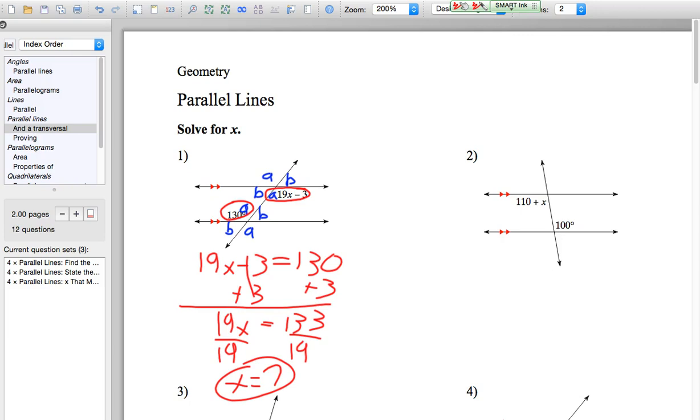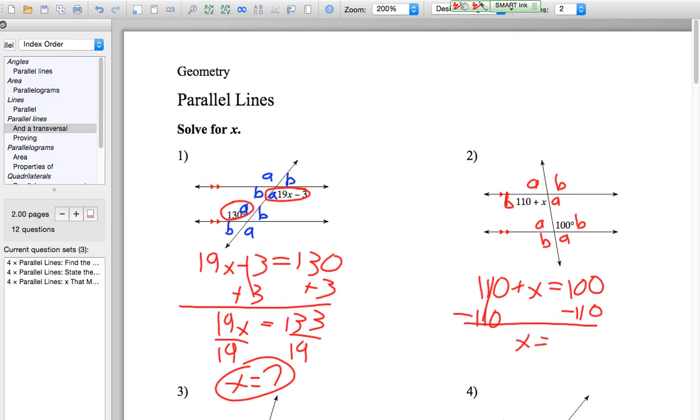For number 2, let's start with our A and B. Upper left, let's put A. The next angle, put a B. Next angle A, next one B. And then let's go back up the other side: A, B, A, B. Right here, both of the expressions we're looking at are B's, which means they're equal. So we'll say 110 plus x equals 100. We'll solve, minus 110 on both sides. So x equals 100 minus 110, which is negative 10. And again, x can be negative, that's okay.